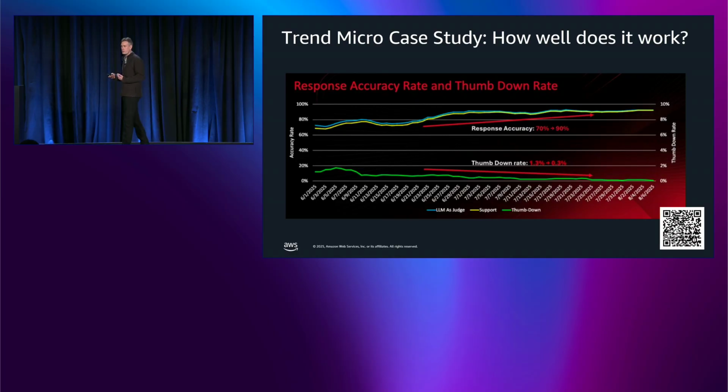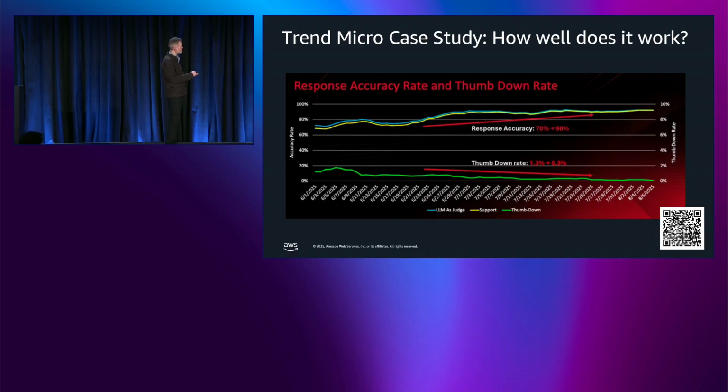So how well does it work? This is a case study from Trend Micro, obviously a computer security company. And they built a user-facing security chatbot. And they've built it and deployed it over time, combining various different techniques to build graphs, use GraphRAG, use Bedrock, use Neptune. And what they found over time, and you can see that this is looking at about 2 months of data. The full case study is available with the QR code.